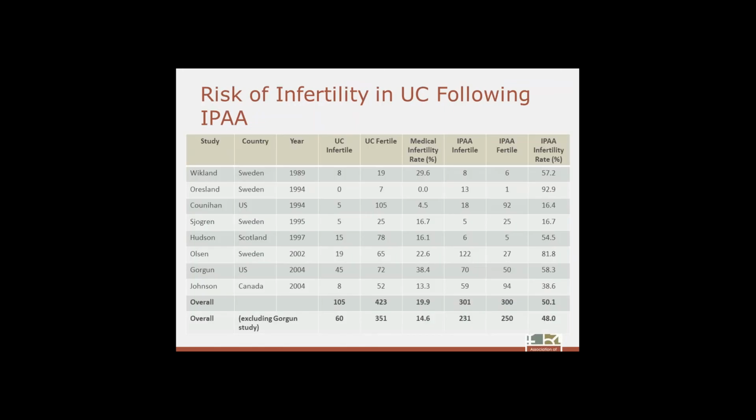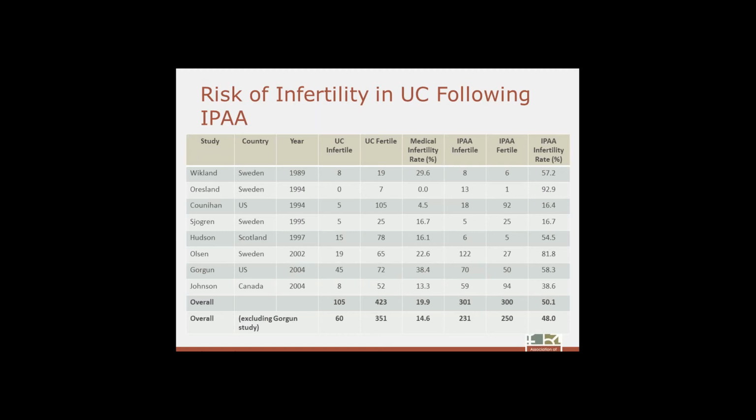But one of the concerns about this surgery is the intense pelvic dissection that happens during this that could potentially affect fertility. And this is a list of many studies that have been done trying to look at infertility rates in women with ulcerative colitis who were medically managed versus those who had the IPAA procedure. And all of these studies did show a reduction in fertility after the procedure.